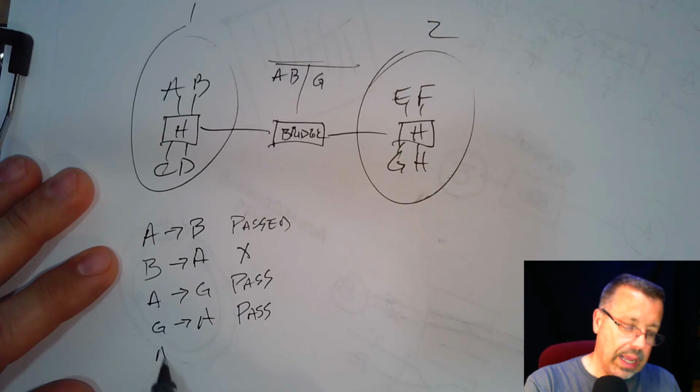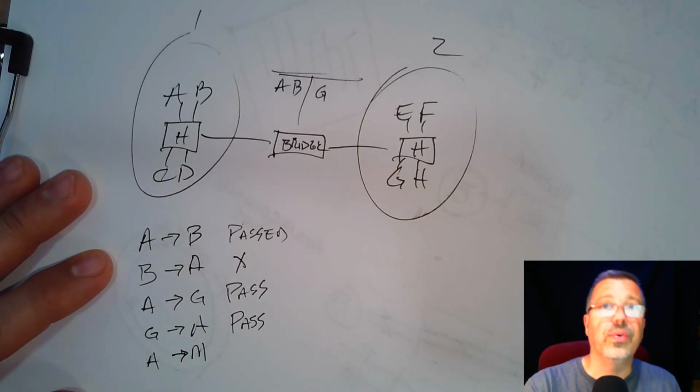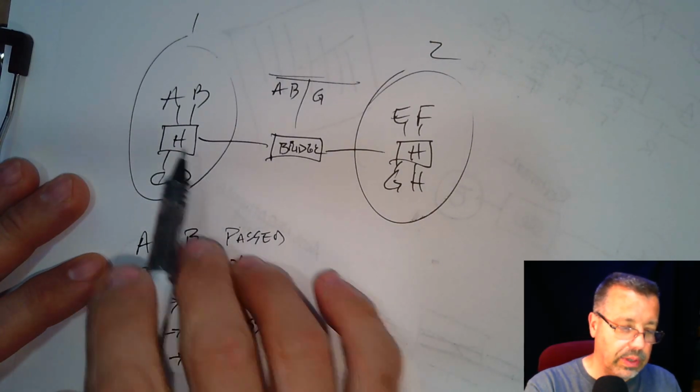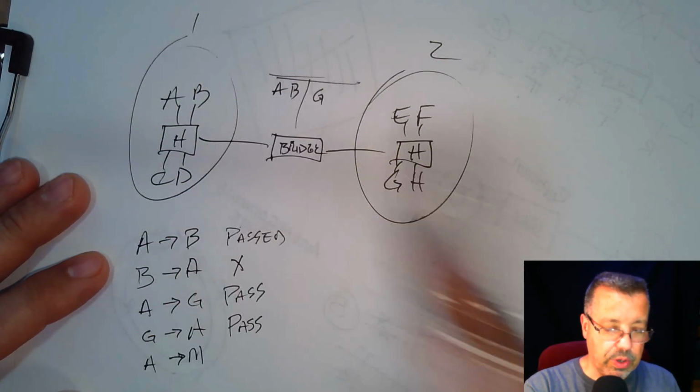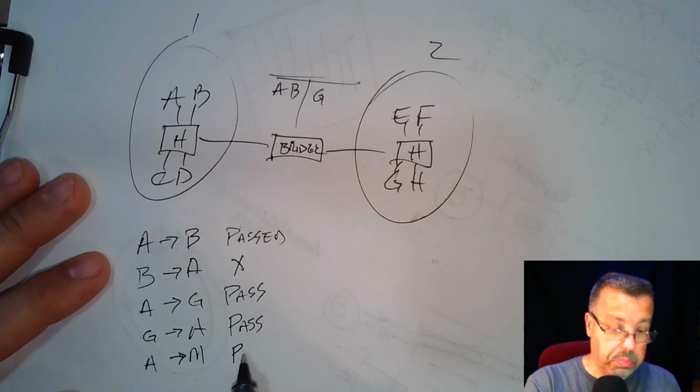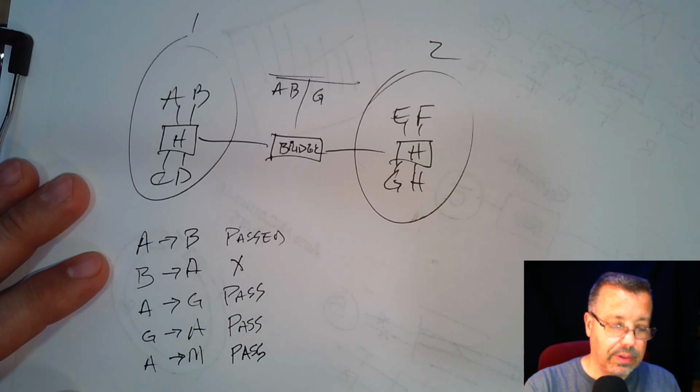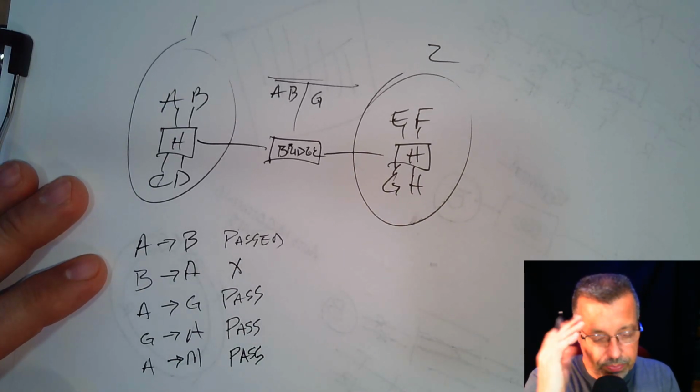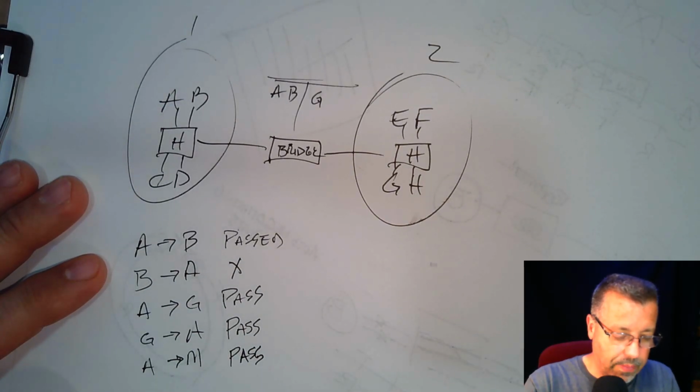Now let's say that A sends to M. M doesn't exist or is not on at the moment, so we know A is on this side, but we don't know where M is, so the rule is when in doubt, pass it. So this one's going to get passed because we don't know. We can't filter because we don't know.